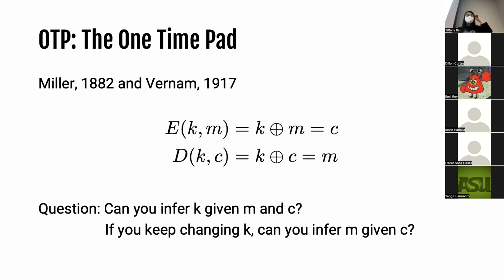So if you keep changing K, it means that even though you can recover K at this point, the key is going to change the next time. So if you have the plain text or the ciphertext, you cannot use the old key to XOR it to get the ciphertext or the plain text.